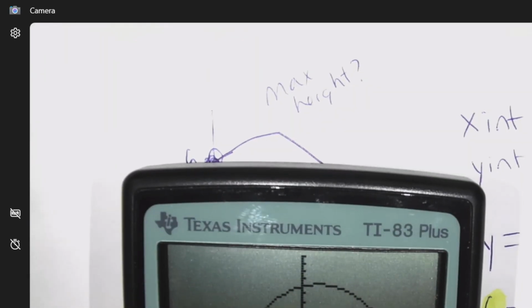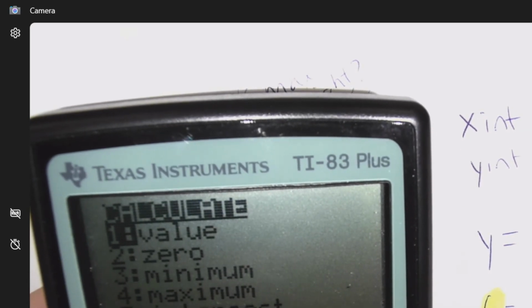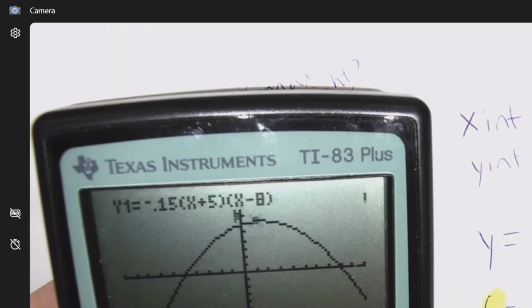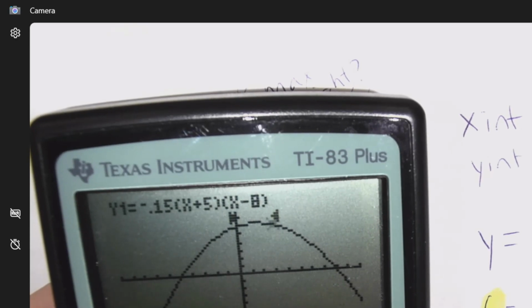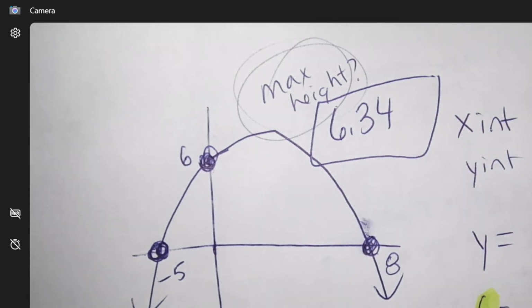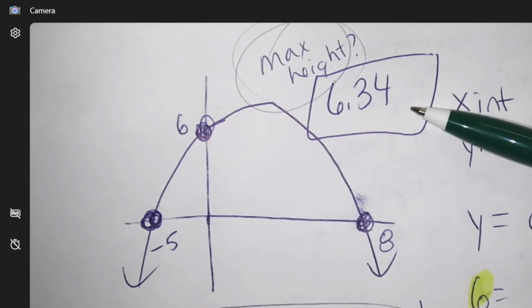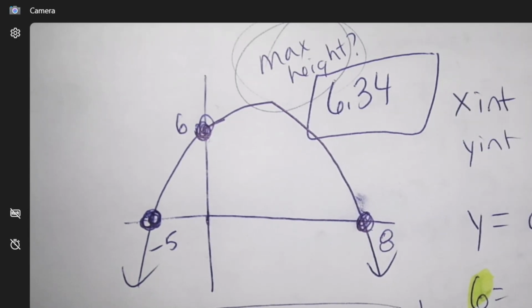okay, so your calculator, mine looks like that. So my final question was, what's the max height? So get me that answer. Okay, so matching the number, 6.34. And on your test, I'm going to also be looking for, are you understanding the variables? So this is a height, so there'll probably be something attached to it, like meters or feet or whatever, right? So make sure you put that on there.